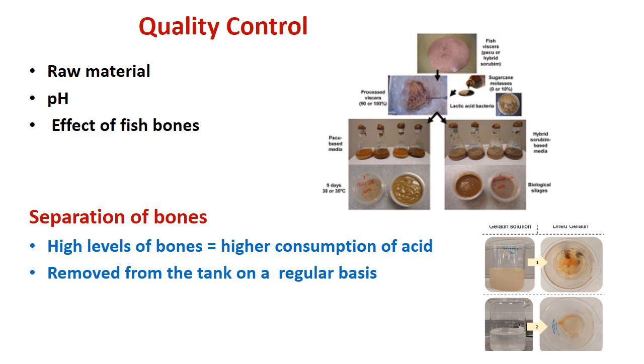So preferably, separation of bones is an important criterion. If the level of bones is very high, then it will consume a high amount of acid. So this can be removed from the tank on a regular basis. If we remove the fish bones, then we can make a better quality of fish silage.